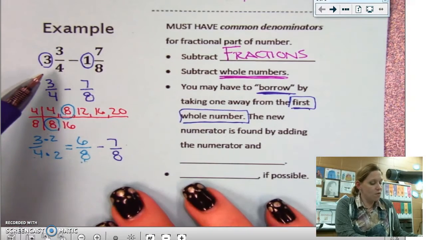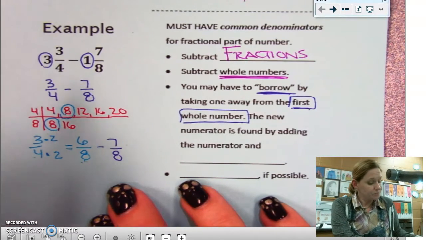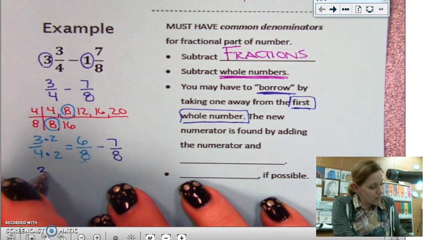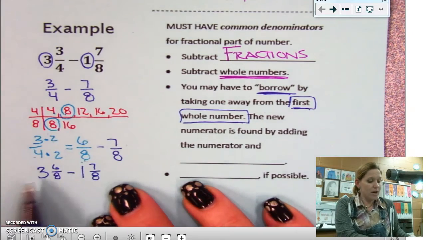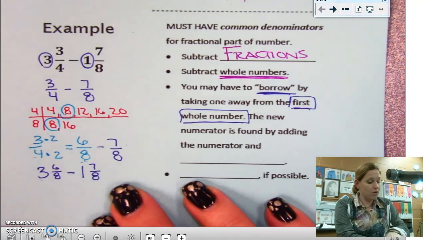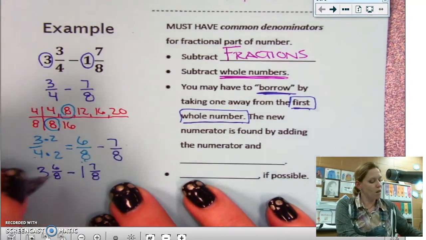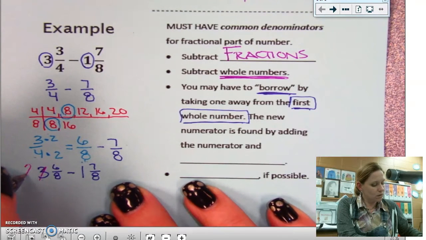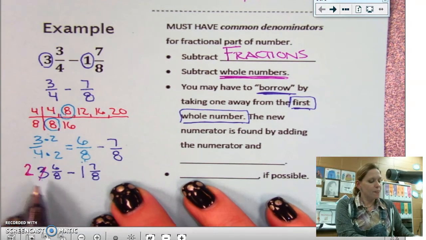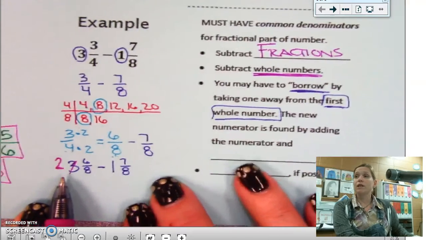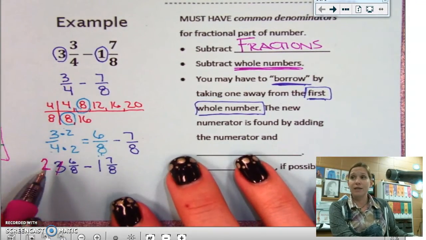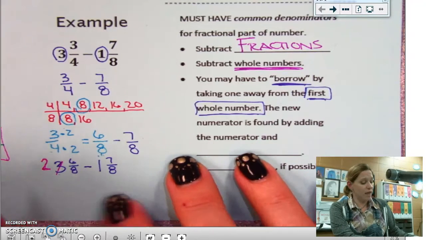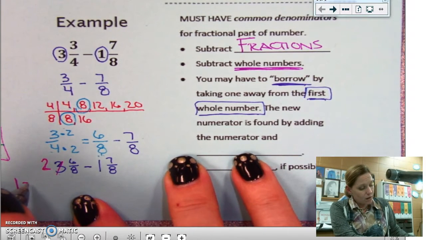So our first whole number is a 3. So we have 3 and 6/8 minus 1 and 7/8. So we're going to take 1 away from that 3 and make it a 2. And if we borrow 1, we learn this in a lot of our Thinker Thursdays. If we take 1 away, what would be a fraction with 8? That would be the same thing as 1.